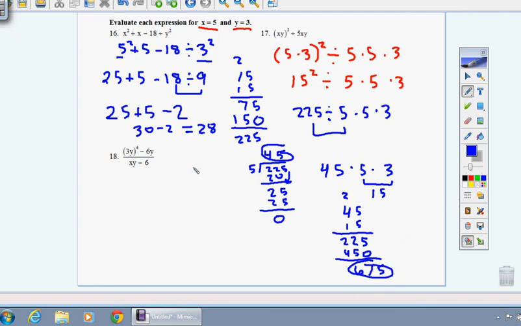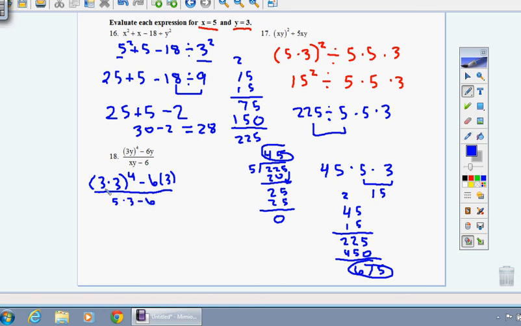Alright, one last problem. We have 3y to the 4th minus 6y over xy minus 6. Alright, so again, let's just plug in what we know here. We know that we're plugging in 3 for y, so we have parentheses 3 times 3 to the 4th minus 6 times 3 all over xy minus 6. So that's 5 times 3 minus 6.